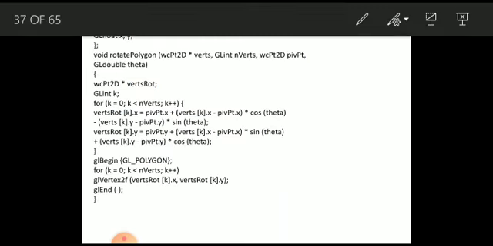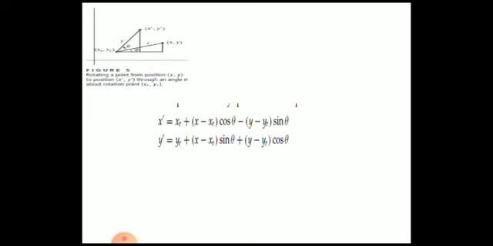Alright, friends. So I hope that you have understood the two more transformations, that is scaling and rotation.